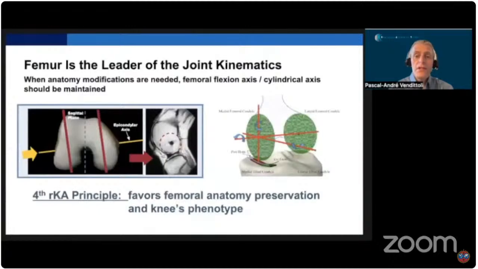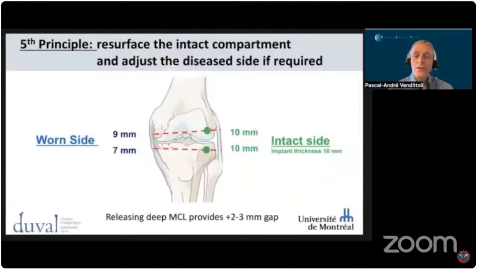We know that the key of the knee joint kinematics is the femoral anatomy. Maintaining its flexion axis orientation and joint surfaces anatomy is a priority for RKA. This is our fourth principle. When performing anatomical modification to reach our RK thresholds, we should favor femoral anatomy preservation. The fifth and last RK principle is to resurface the intact compartment. It would be the lateral compartment for a varus knee, as an example.